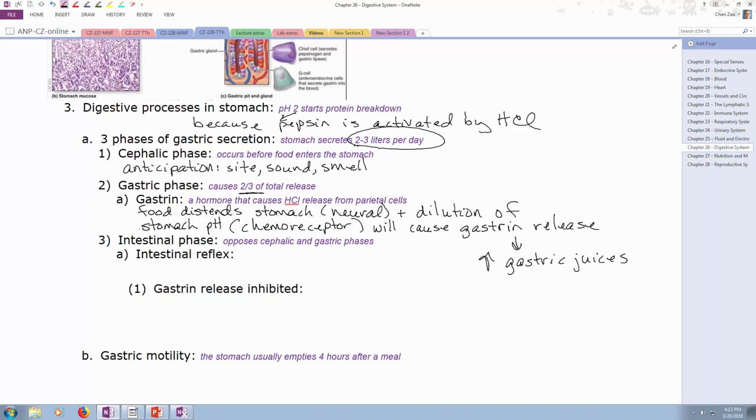Another thing that's important that also produces gastrin release is caffeine. I always spell caffeine wrong. So if you drink a cup of coffee, that will actually stimulate gastrin release, and that will put more stomach juices or gastric juices in your stomach.